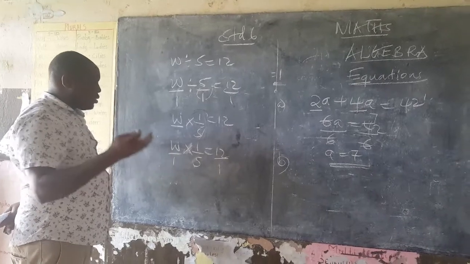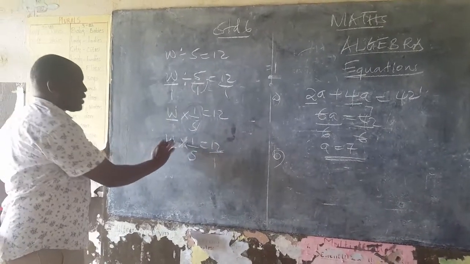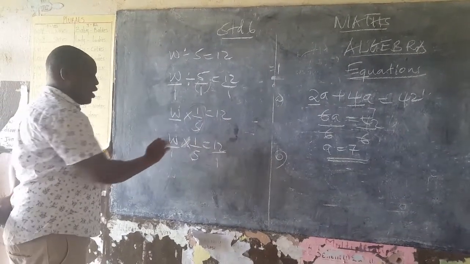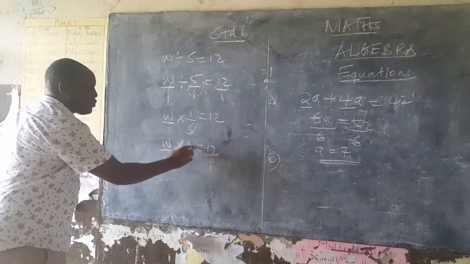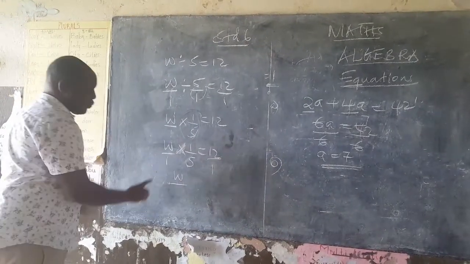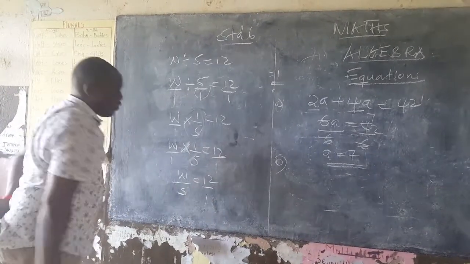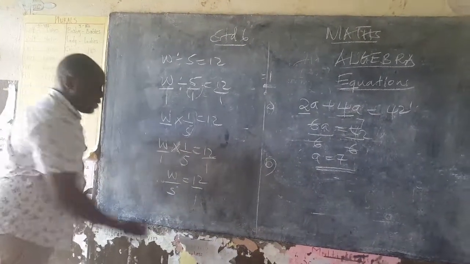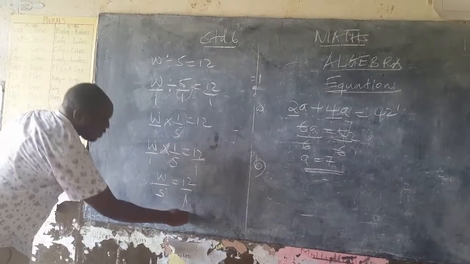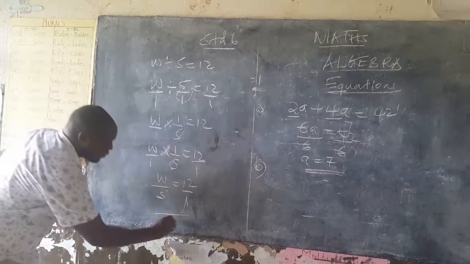But in this case, if you want to get this, we must multiply the numerators alone. The numerators will be W times 1, which is W, over 1 times 5, which is 5, is equal to 12 over 1. So now we have an LCM of 5 and 1, so we are going to get the LCM as 5.